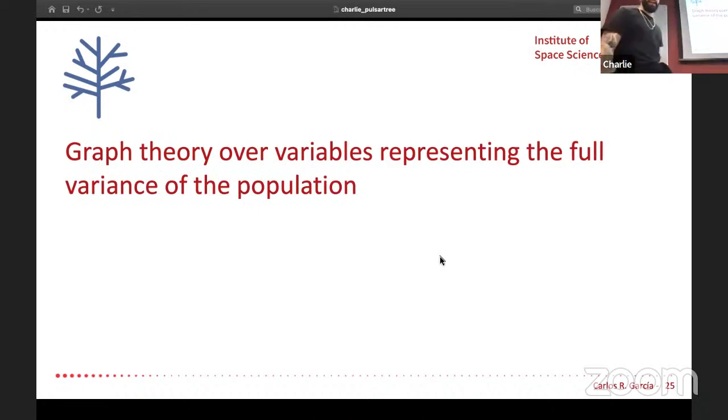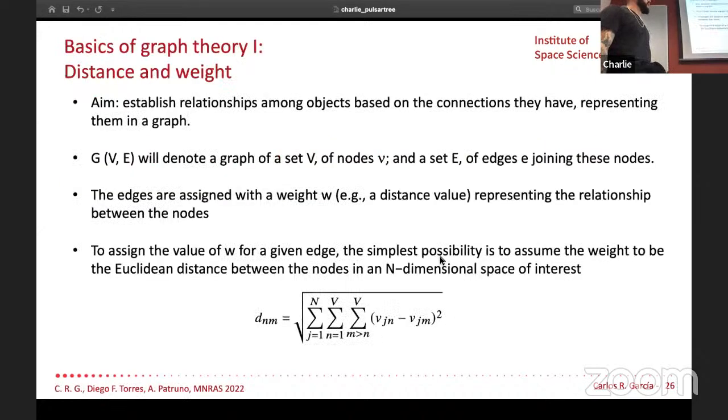This is the graph theory, and now I am going to give you some basic things about how this works. Firstly, a graph is a mathematical object composed of nodes and edges, and these represent the relationships between the nodes. So if you have a graph G, it is composed of a set of nodes V, denoted by capital V, and a set of edges E, denoted by capital E. These edges are assigned a weight, which represents the relationship between two nodes, but in our case, this weight will be the Euclidean distance between the pulsars.